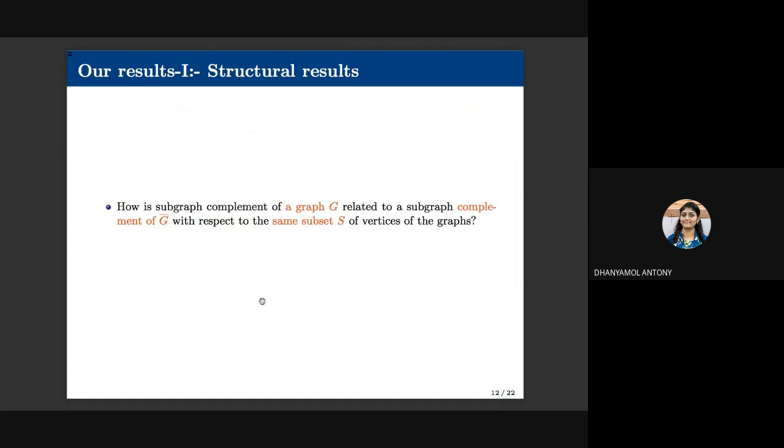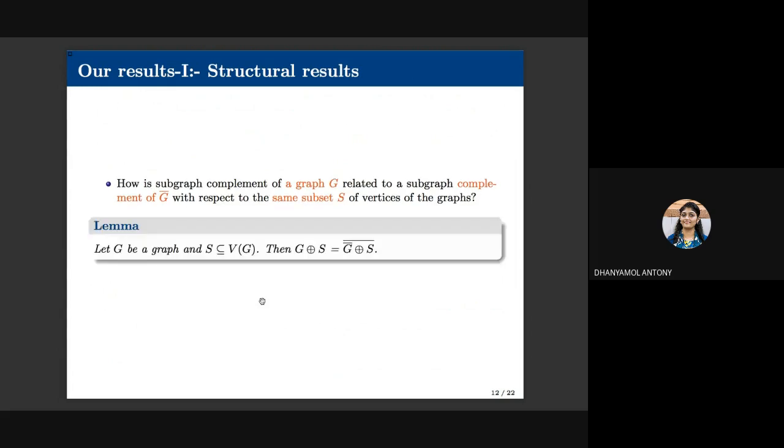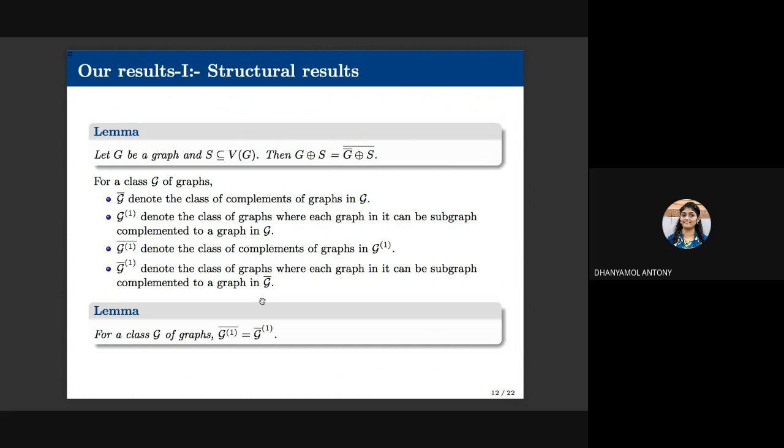Now, how is the subgraph complement of a graph G related to the subgraph complement of G complement with respect to the same subset S of vertices of the graphs? We have this result. Let G be a graph and S be a subset of vertices of G. Then G subgraph complemented at S is equivalent to the complement of G complement subgraph complemented at S, where G complement is the complement of graph G.